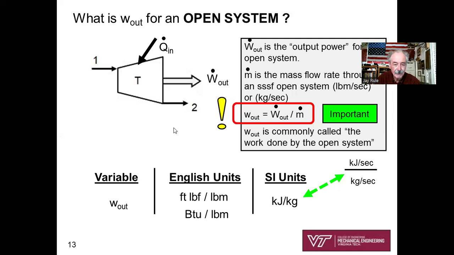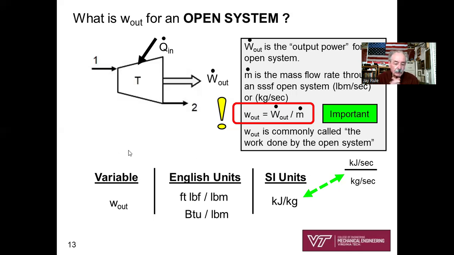Now, an important definition for what we're talking about. Little w for an open system is defined as W dot divided by M dot. This is really important: W dot divided by M dot. And little w out is also commonly called the work done by the open system. I can see how students can really get confused, including myself when I was just starting out.